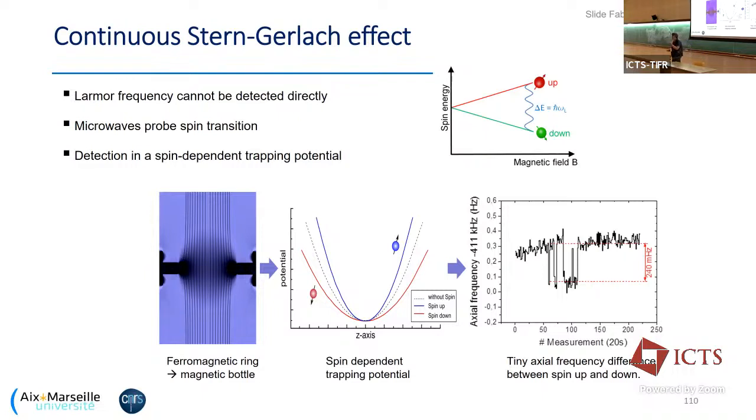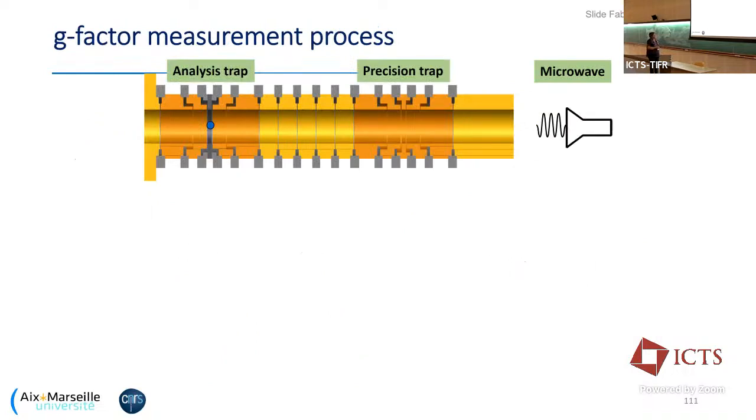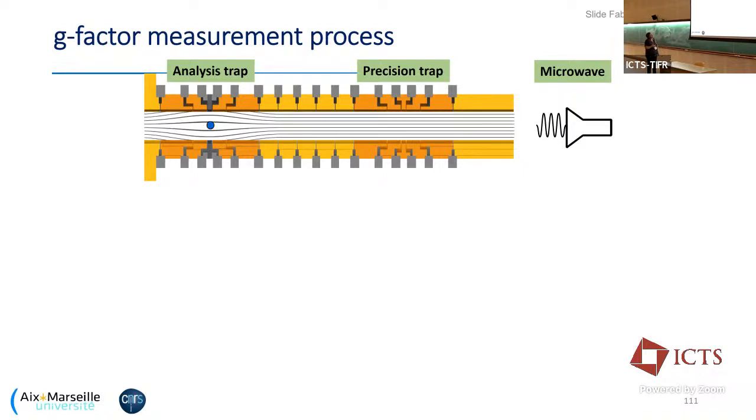And this is a way to really measure the Larmor frequency, because you shine in your frequency and for each frequency you put in, you measure the probability of the spin flip. And this is a very, very long measurement. The measurement is done in a setup like that, always the same thing, stacked rings of ions. There is the analysis trap and the precision trap for measurement. You see the analysis trap is the one with the ferromagnetic ring on it, the magnetic bottle.